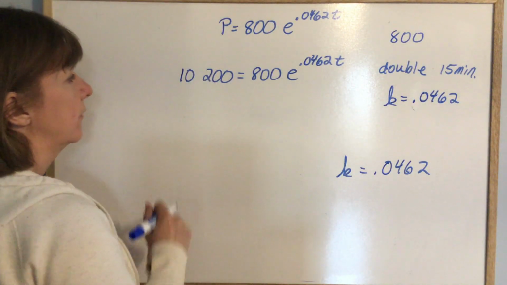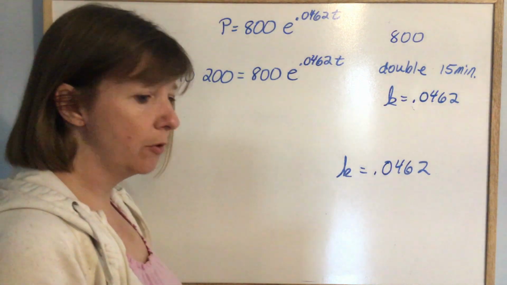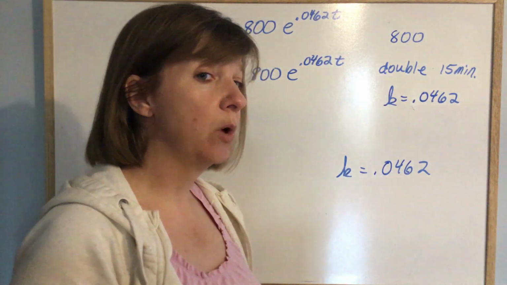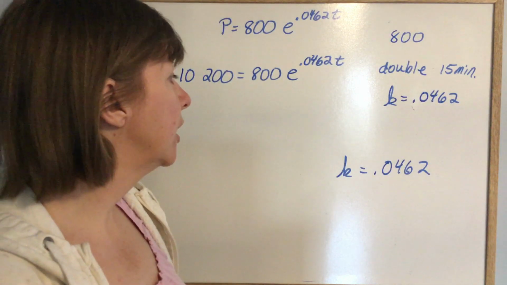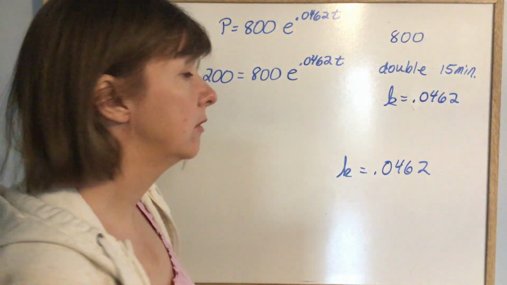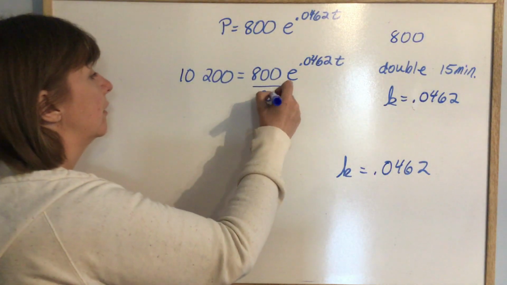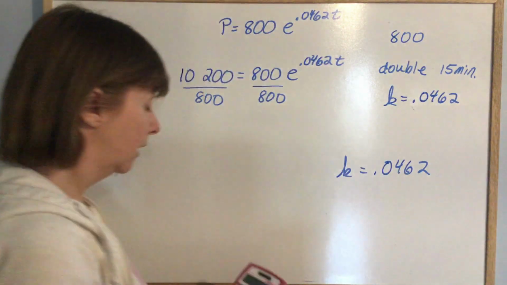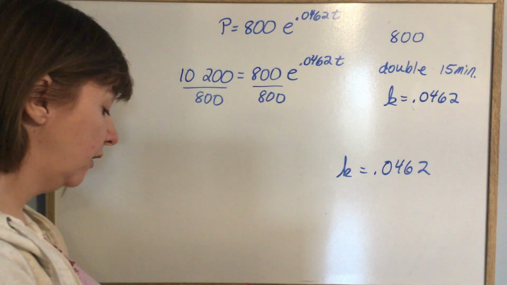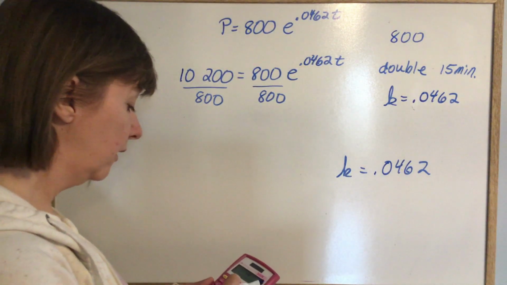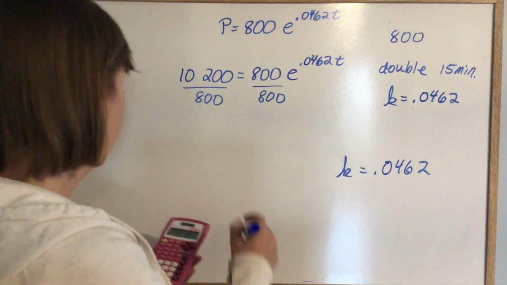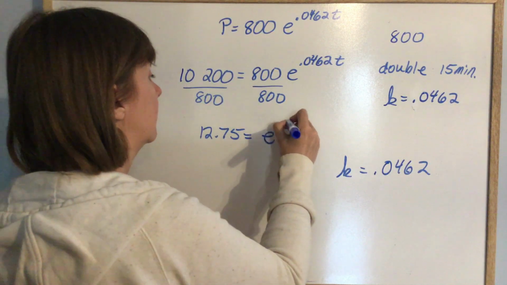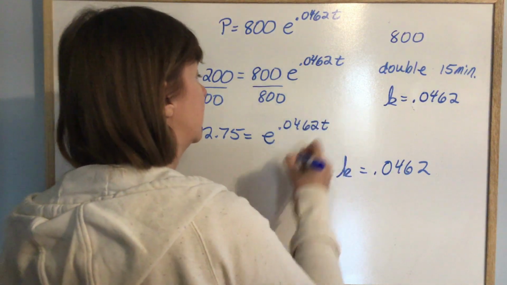So for this, again, they're not asking for a rate of change. Those words have never come up, so we are not doing a derivative here at all. In this one, I would divide this side by 800. And I have 10,200 divided by 800, which is 12.75, equal to e to the 0.0462 t.